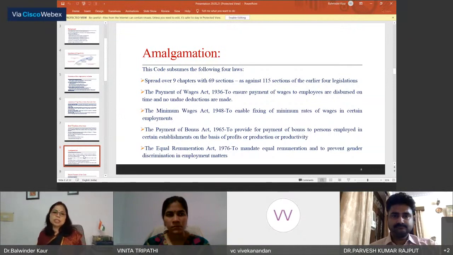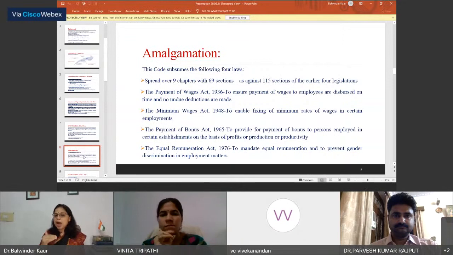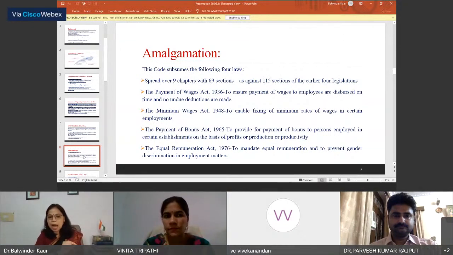Then the Payment of Bonus Act 1965. As you know, prior to 1965, in India there was no legislation which used to regulate bonus. So this was the first act which used to regulate the payment of bonus. It was enacted in the year 1965. Now this act is also part of the Code on Wages, and its purpose was to provide for payment of a bonus to persons employed in certain establishments on the basis of profit or productivity.